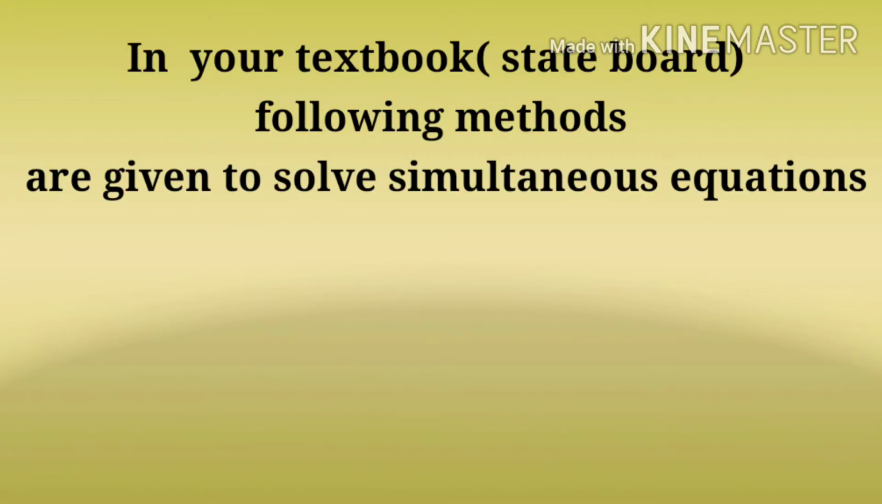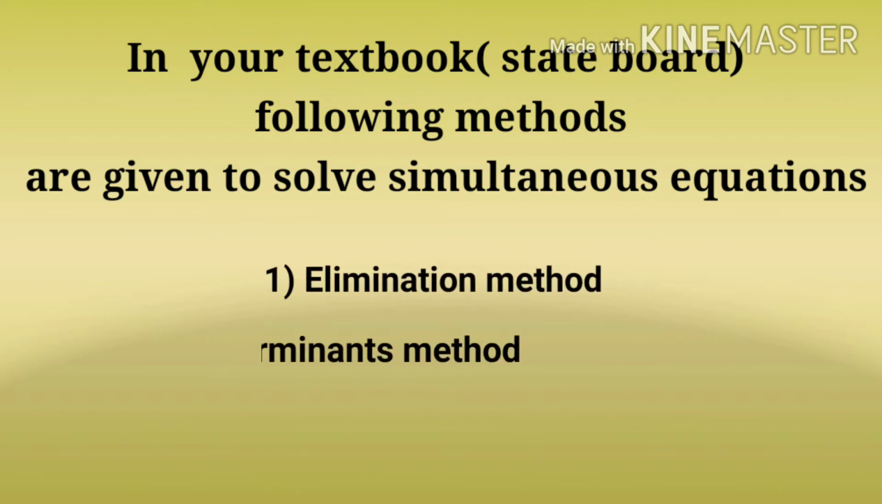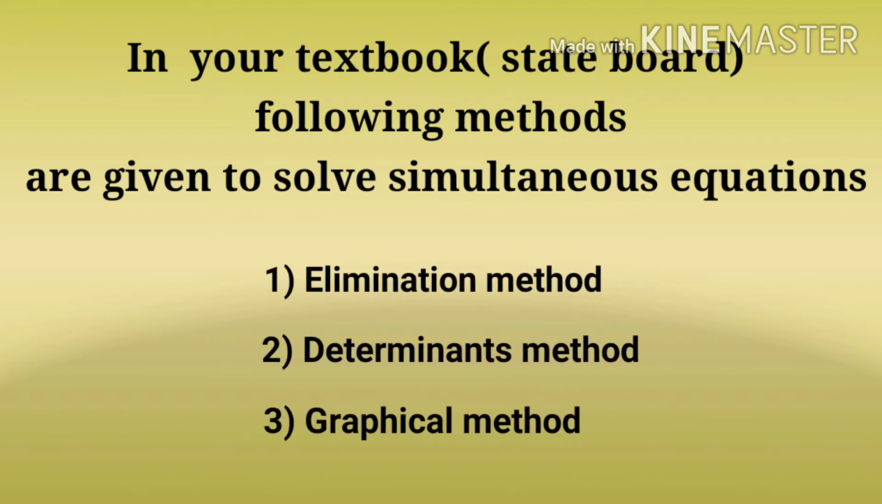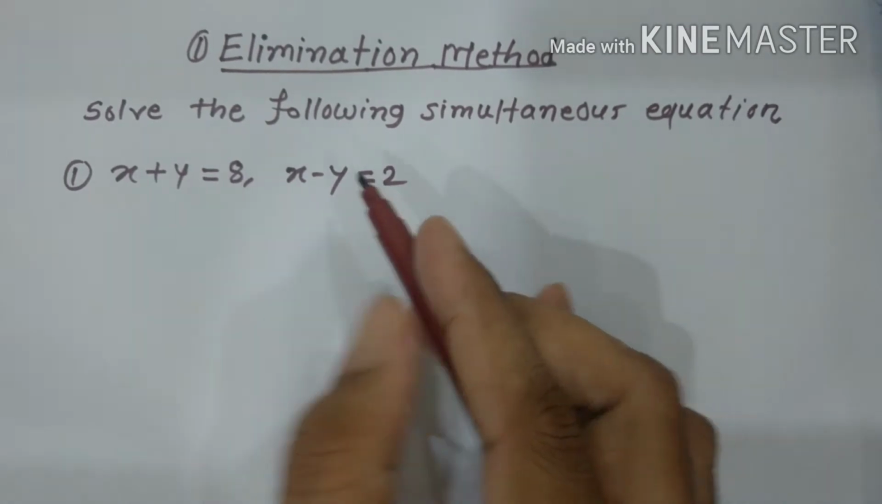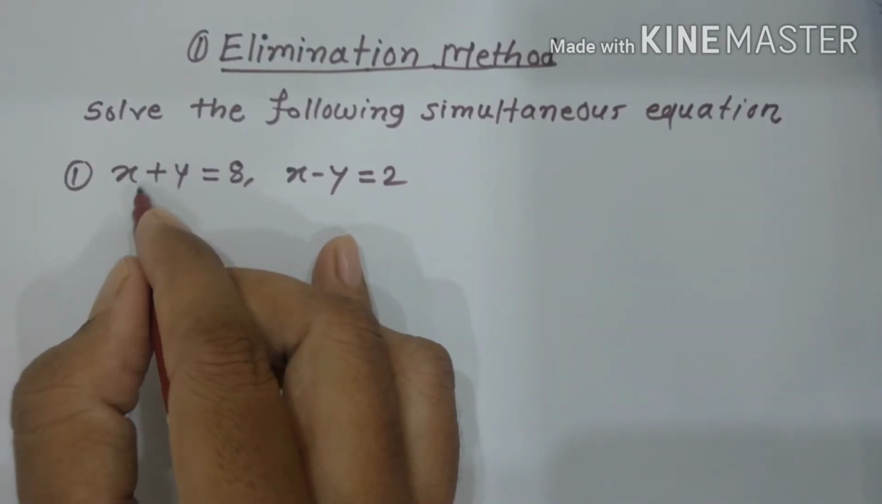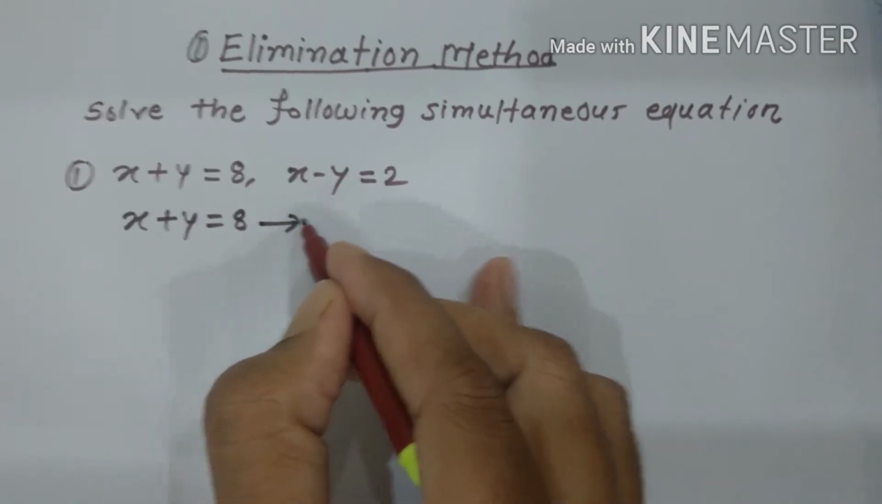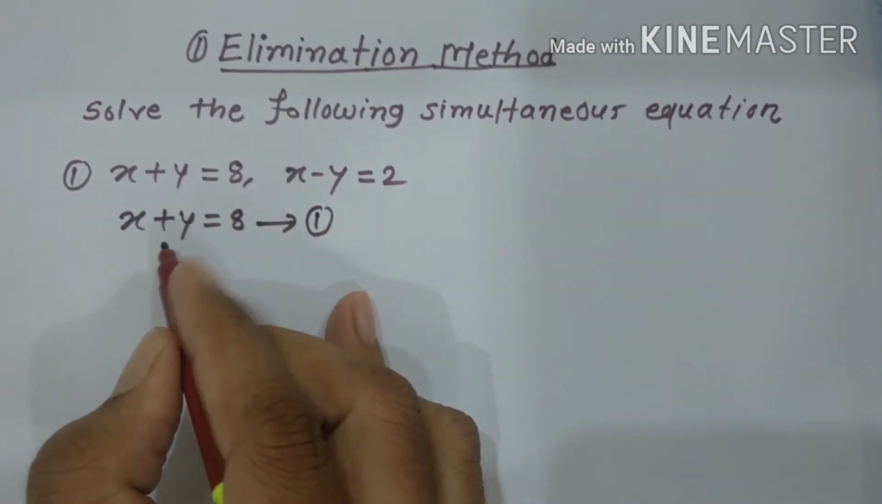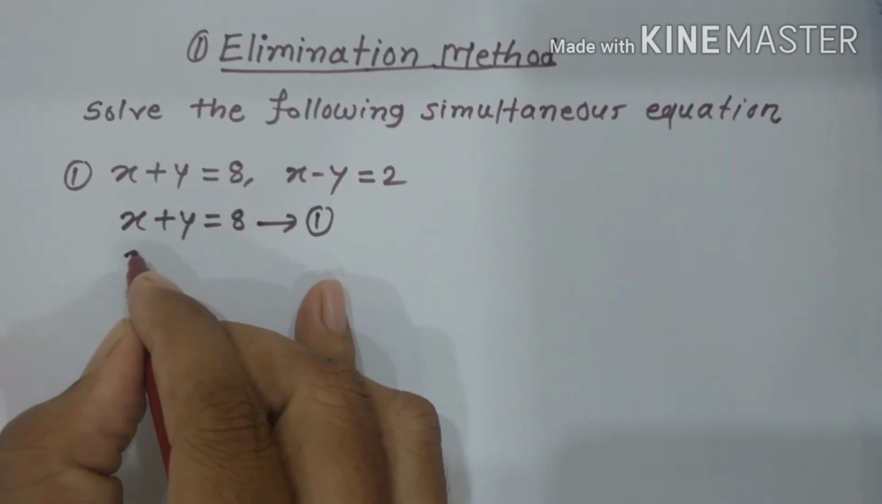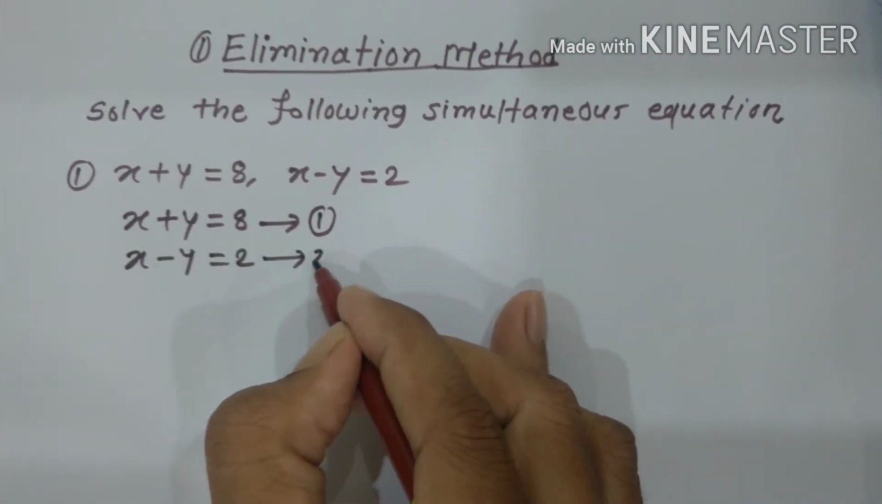In your textbook, the following methods are given to solve simultaneous equations: elimination method, determinant method and graphical method. In the elimination method, we need to eliminate one variable. Let us see the elimination method. Let us solve the given simultaneous equations. First we write the first equation, that is equation 1. We write the second equation below the first equation, that is equation 2.